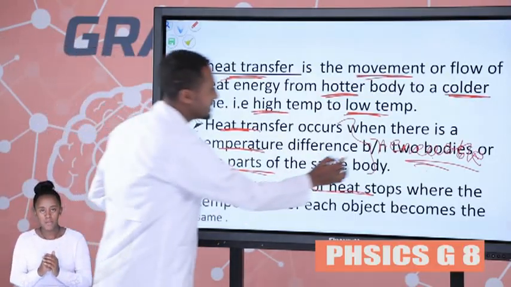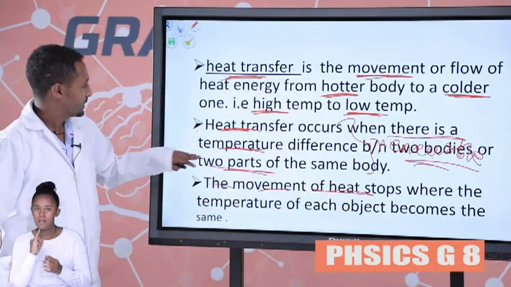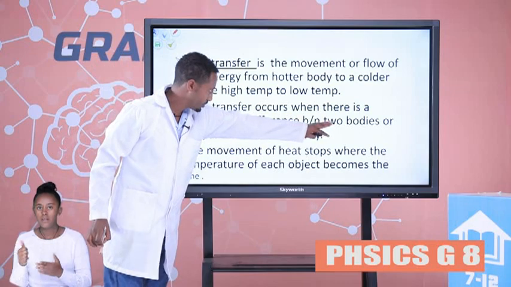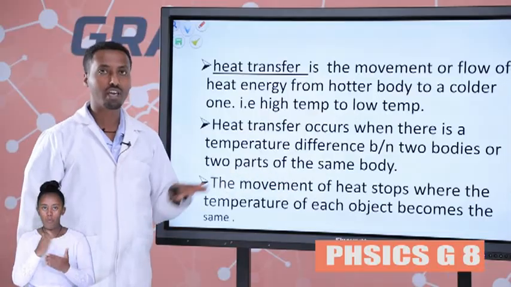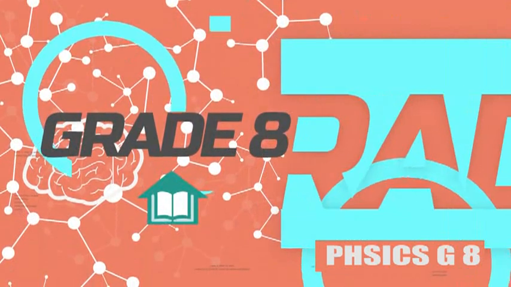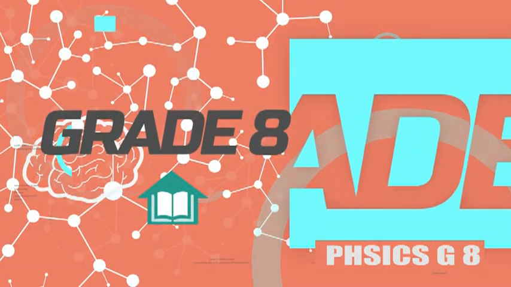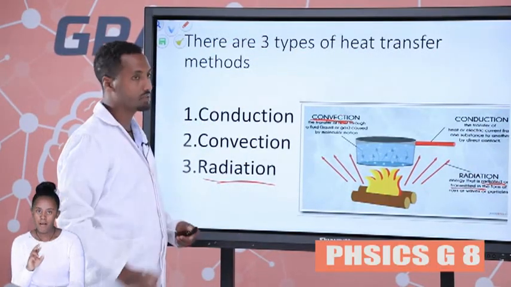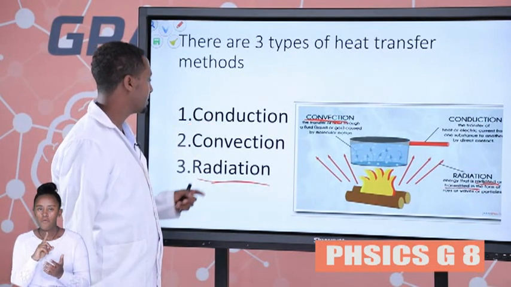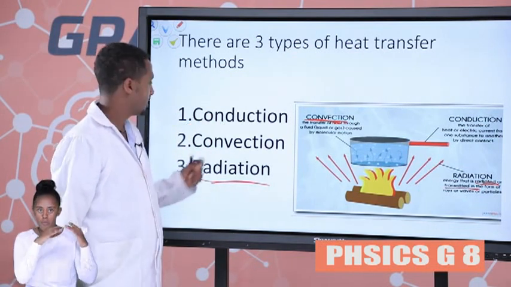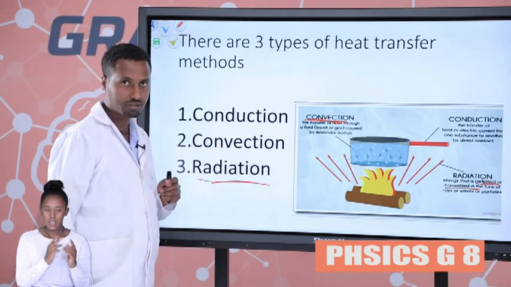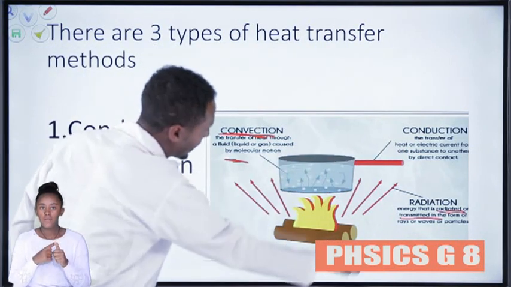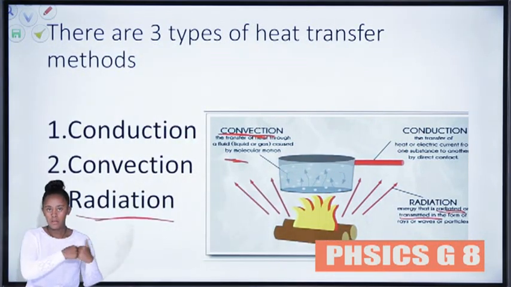Heat transfer occurs when there is a temperature difference between two bodies or two parts of the same body. There are 3 types of heat transfer methods: conduction, convection, radiation. Let's see them one by one.